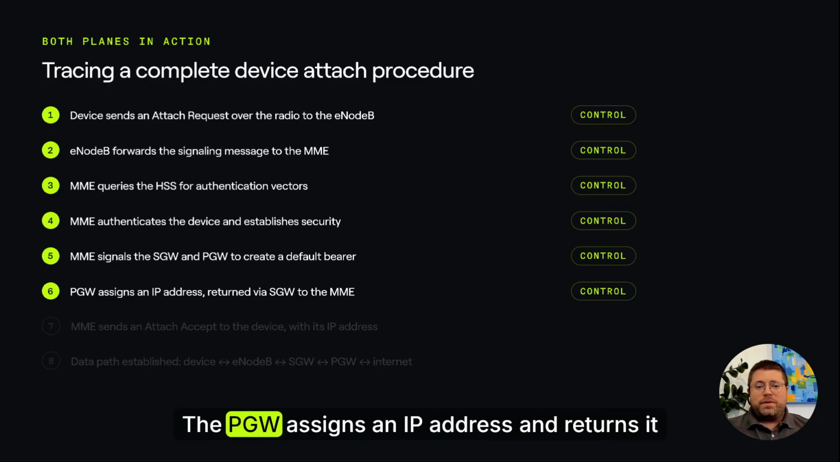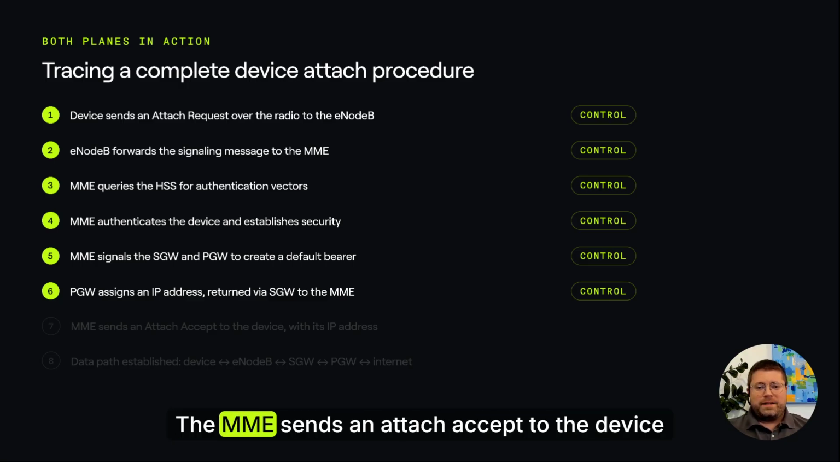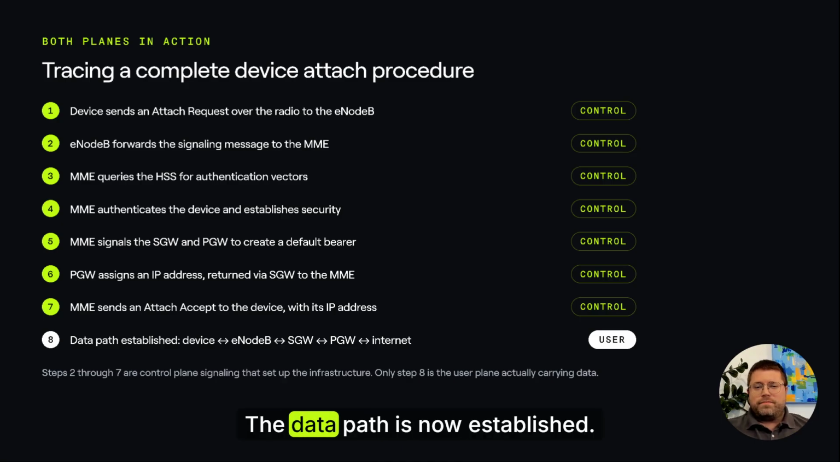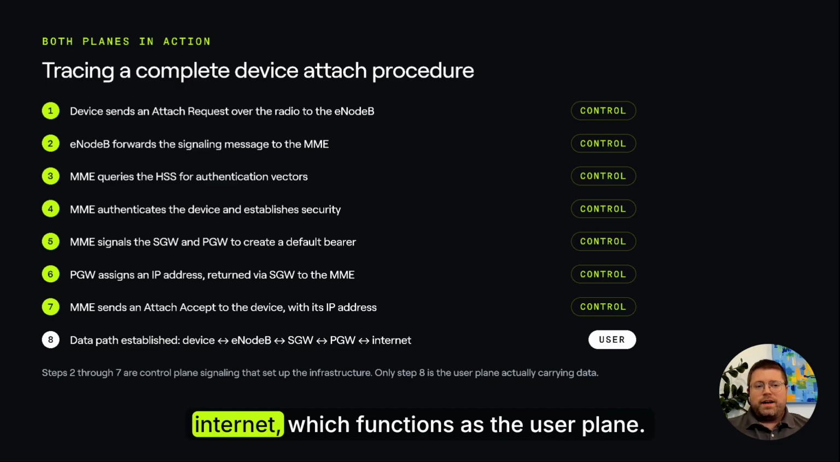The PGW assigns an IP address and returns it through the SGW to the MME. The MME sends an attach accept to the device through the eNode B, including the IP address. The data path is now established. Device to eNode B to SGW to PGW to the Internet, which functions as the user plane.